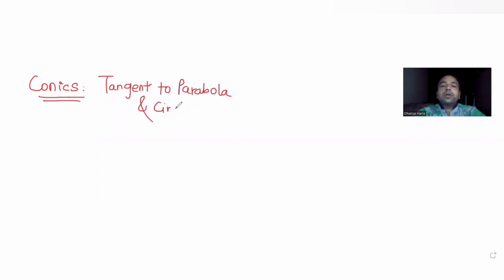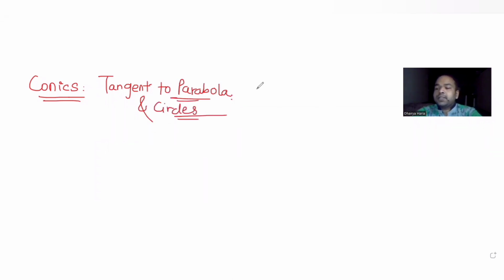Let's see today's question. Today's question we are taking up from the topic of conics. And in conics, the concept used in this question is the concept of tangent to a parabola and circle. So we are using the ideas of parabolas and circles here. Now let's see what the question is talking about.